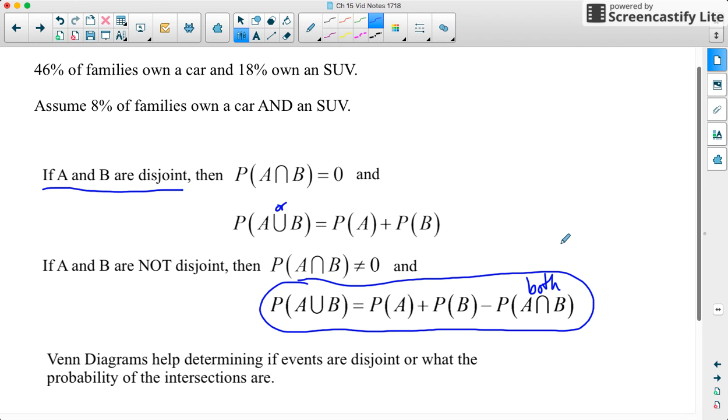So we're going to do another quick video on Venn diagrams, and then one more video on conditional distributions and conditional probabilities, and then hopefully that'll help you answer some of the questions in the quick quiz.